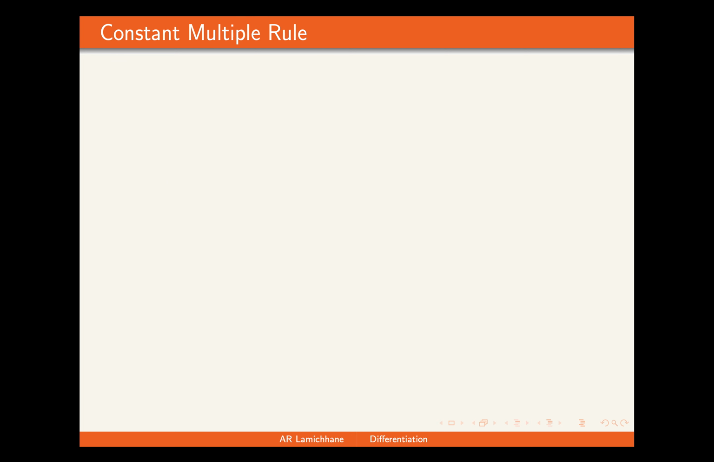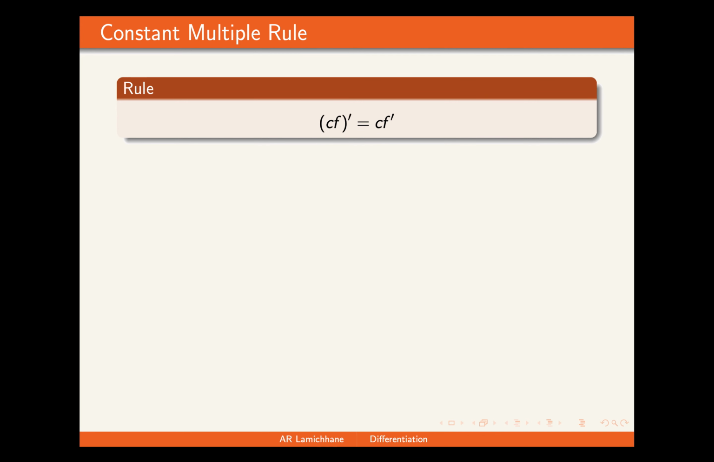What is the constant multiple rule? The constant multiple rule says that if you have a constant multiplied by a function, and you need to find the derivative of that, then the derivative will be the constant multiplied by the derivative of the function.